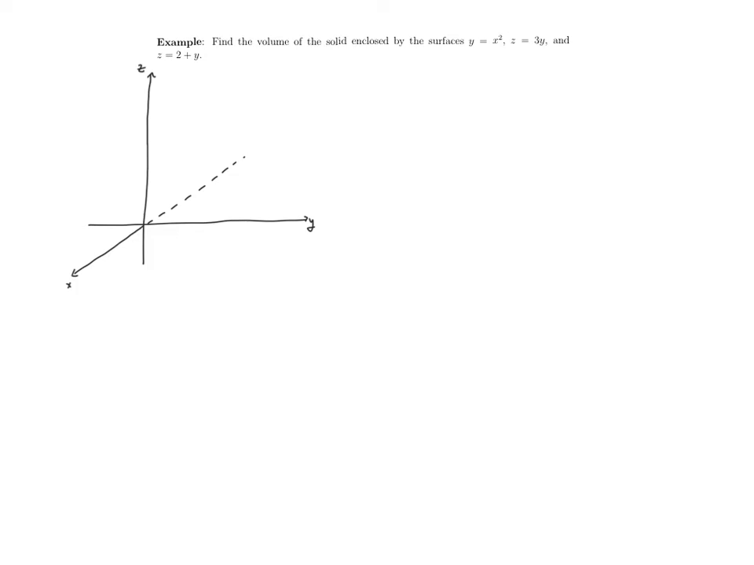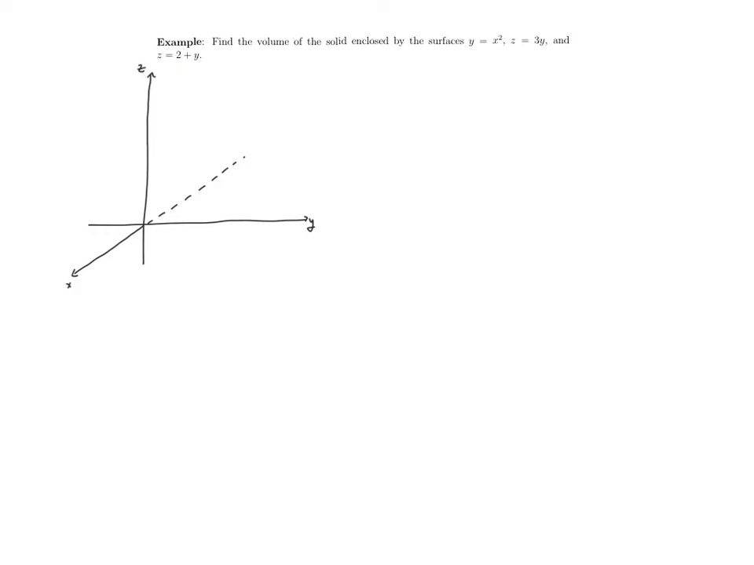Good day and welcome back to the fifth part of our discussion of double integrals over general regions. One of the ways we are going to be asking questions now, and also in our upcoming material, will be to ask you to find the volume of some solid which we describe. In this case it's going to be the solid enclosed by the three surfaces y equals x squared, z equals 3y, and z equals 2 plus y.